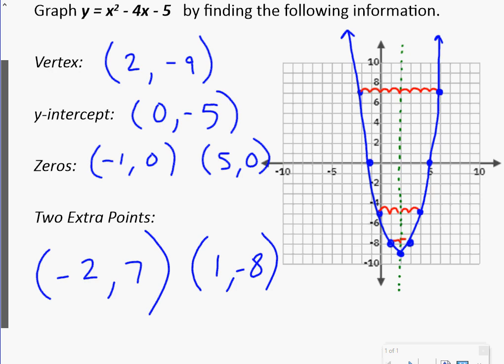Get your important points first, and then make a table to find all the other ones that you might want. So that is it for this video.